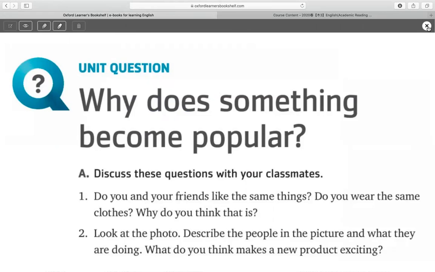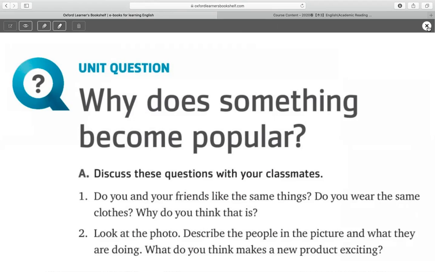Do you and your friends like the same things? For example, you like a smartphone and your friend also likes the same thing, or you like a type of clothes and your friend also likes the same thing. We're on page 3. Do you wear the same clothes, and why do you think that is? Why do you and your friend have similar hobbies? Think about that.